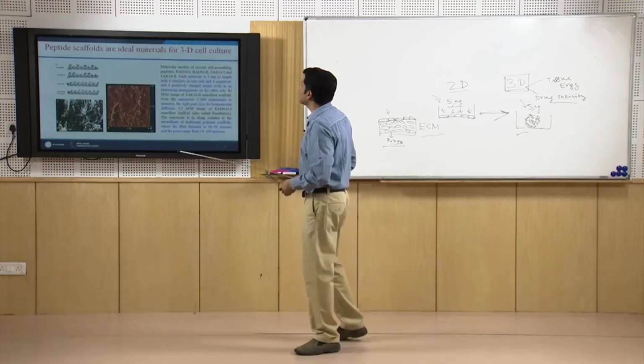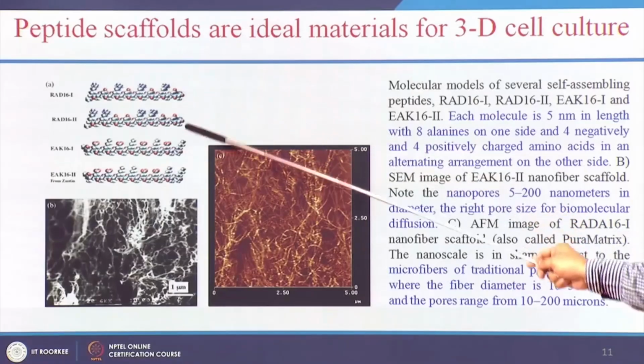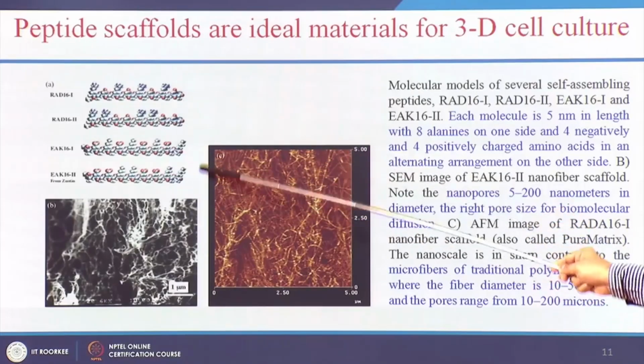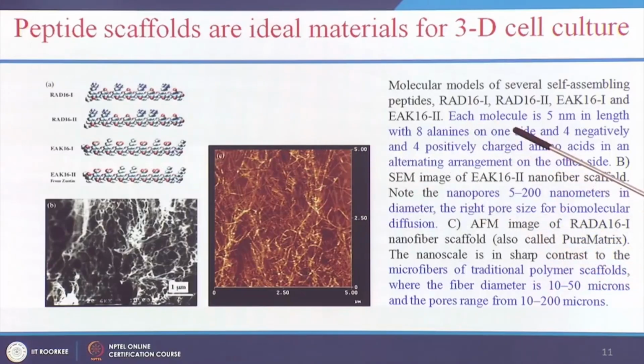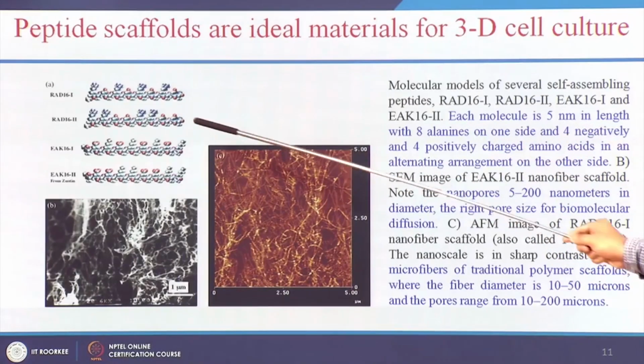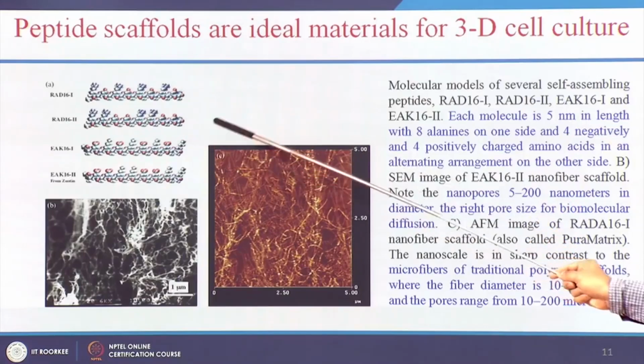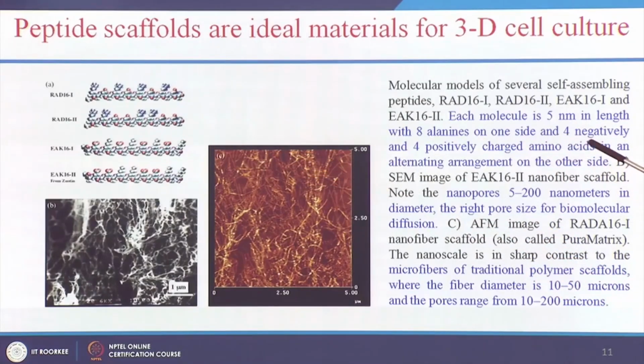So let us see some of the examples. These are some of the protein based scaffolds, peptide scaffolds. Okay. So here each molecule is 5 nanometer in length and with 8 alanines on one side and 4 negatively and positively charged amino acids in the alternating arrangement on the other side. So that forms the complete nanofiber scaffold.